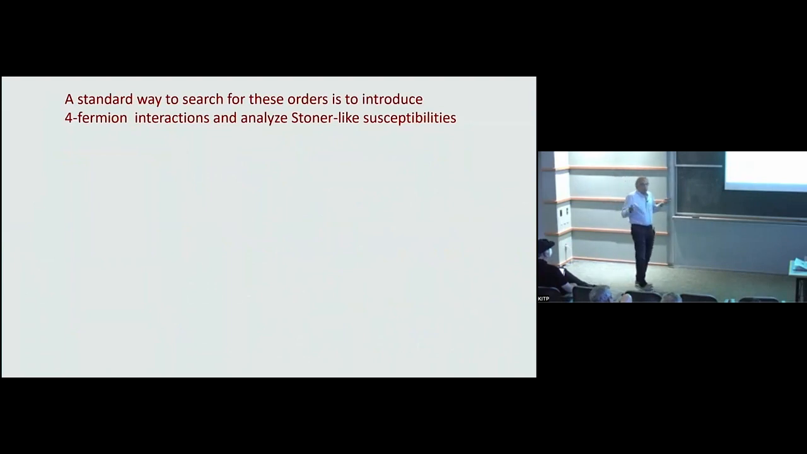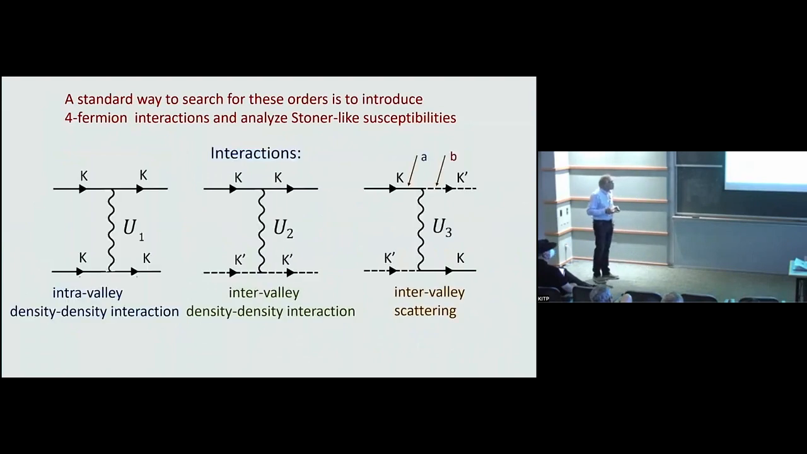So what to do next? There are a number of order parameters, but nobody said that they will develop. So what one should do is, of course, introduce interactions. And there are generally 3 different interactions, again, the maximum you can write. You can write either interaction within one valley, or density-density interaction between valleys, or exchange interaction when you jump from one valley to the other.